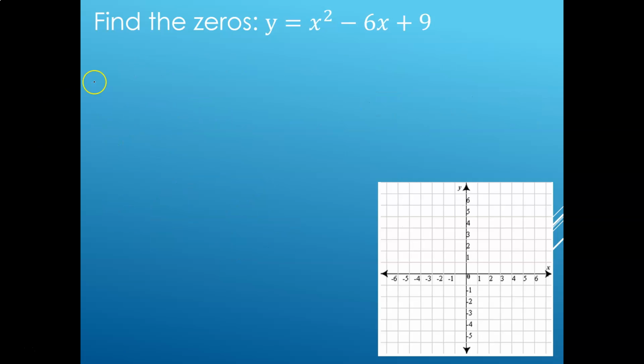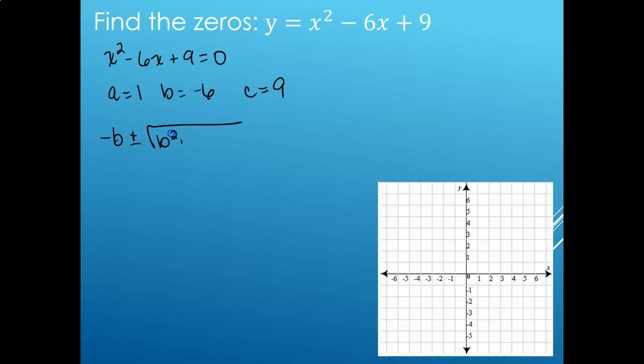Let's try another one. Put it in standard form. x squared minus 6x plus 9 equals 0. A is equal to 1. B is equal to negative 6. And C is equal to 9. This becomes negative b plus or minus the square root of b squared plus negative 4 times a times c all over 2 times a. Watch carefully as I substitute in.